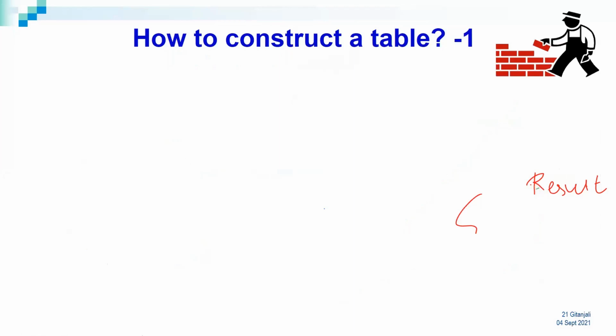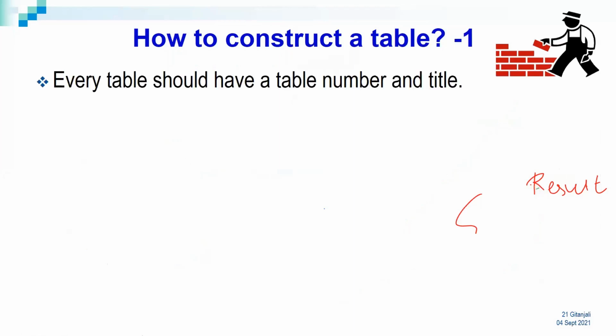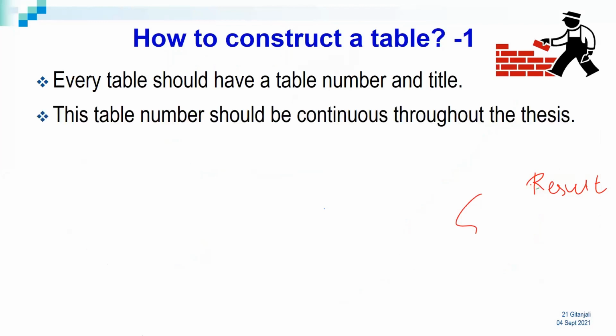Now let me come to constructing a table. This is going to take a little bit of time. Every table should have a table number and a title. Please remember that. Every table should have a table number and the table number should be continuous throughout the thesis.